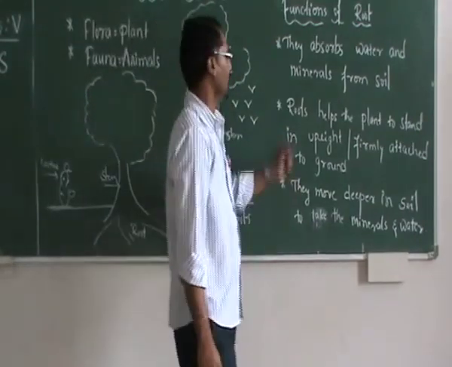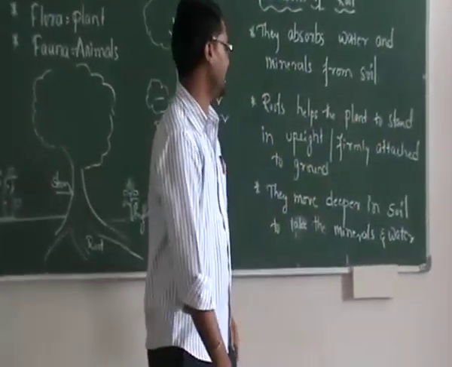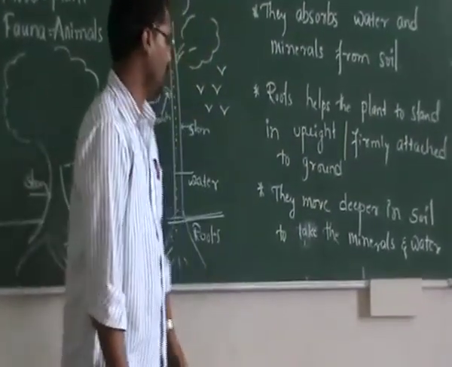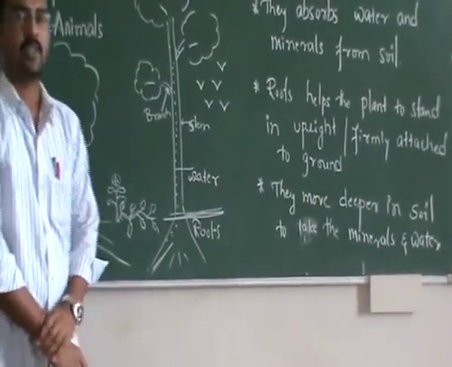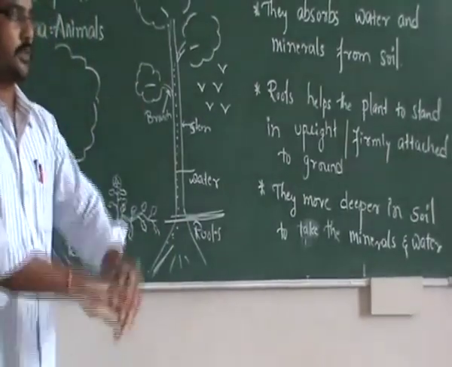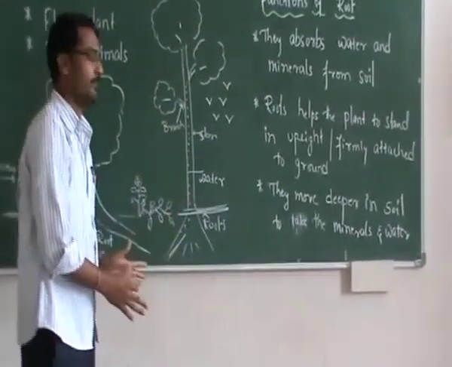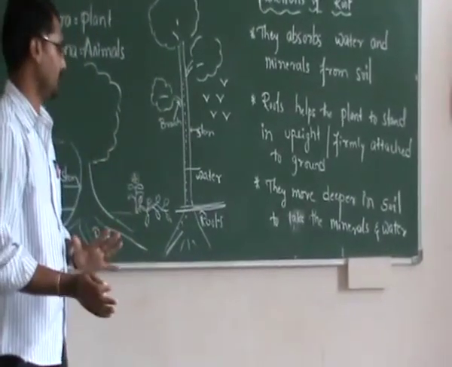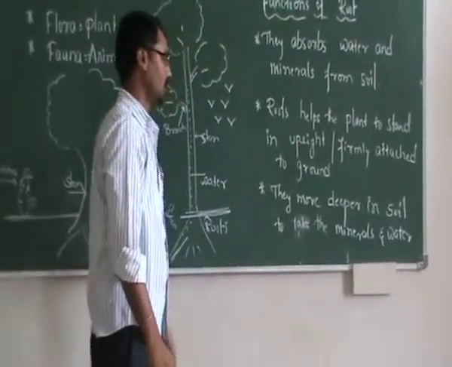So the second function is that roots help the plant to stand upright and stay firmly attached to the ground. If the roots are not strong enough, what may happen during the rainy season or during a storm? It is going to be uprooted. The whole plant body is going to fall down from the ground. So these are the important functions of the root.